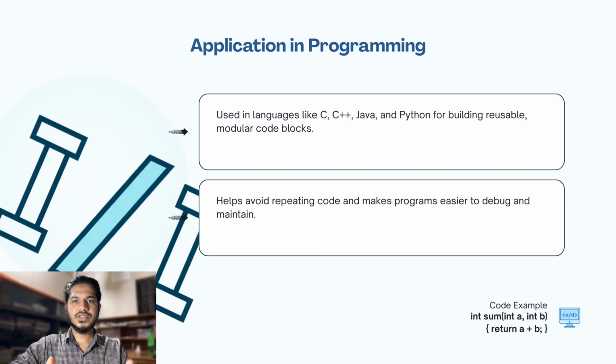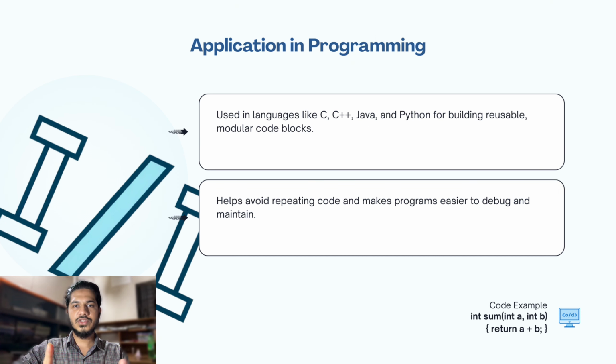In programming, functions are used in almost every language, such as C, C++, Java, and Python. They help us avoid repeating the same code again and again. For example, we can create a function to add two numbers and use it multiple times. This makes programs more modular, easier to manage, and easier to debug.